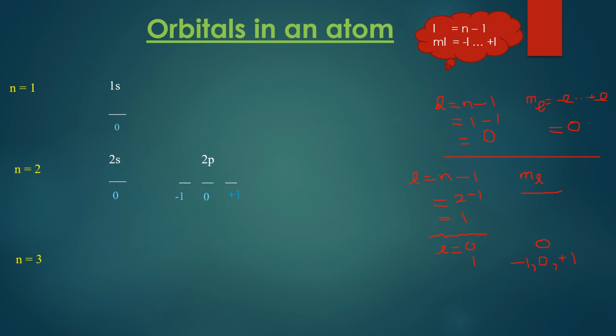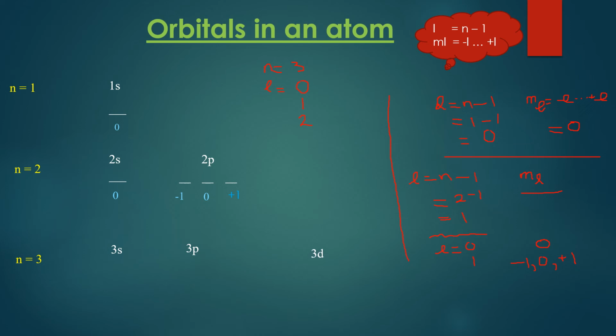Then we look at the third shell. For the third shell, n is equal to 3. Let's see how many L values are here. N minus 1, 3 minus 1 is 2, so everything before 2 is also there. So that's 0, 1 and 2. So how many sublevels are there in the third shell? There are 3 sublevels. L is 0, that means there is an s orbital, 3s. L is 1, that means there is a p orbital. The p orbital of the third shell is called 3p. L is equal to 2 means there is a d orbital, 3d.